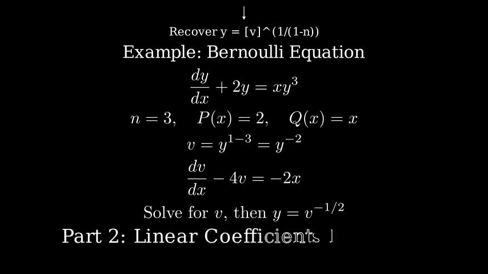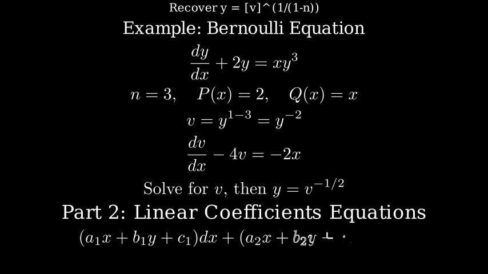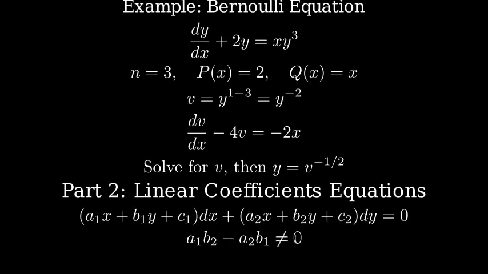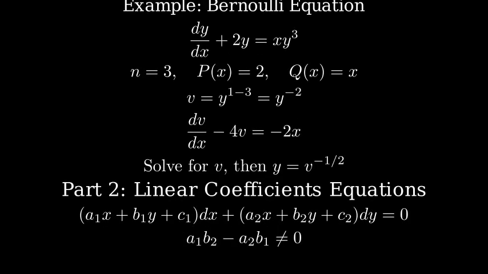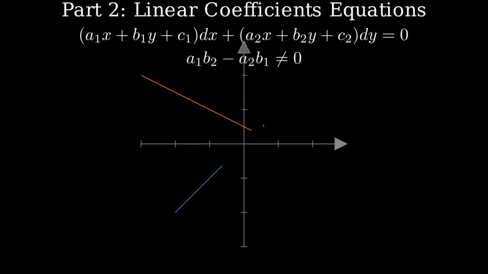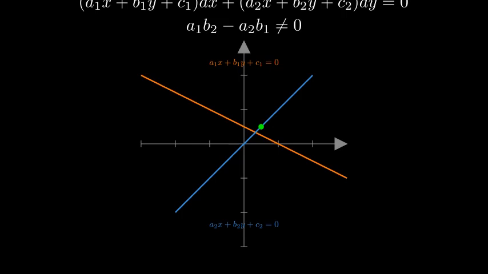Now, let's move on to the second type of equation, differential equations with linear coefficients. These have the form (a1x plus b1y plus c1) dx plus (a2x plus b2y plus c2) dy equals 0, where the determinant a1b2 minus a2b1 is not equal to 0. Geometrically, this means that the two lines a1x plus b1y plus c1 equals 0 and a2x plus b2y plus c2 equals 0 intersect at exactly one point.